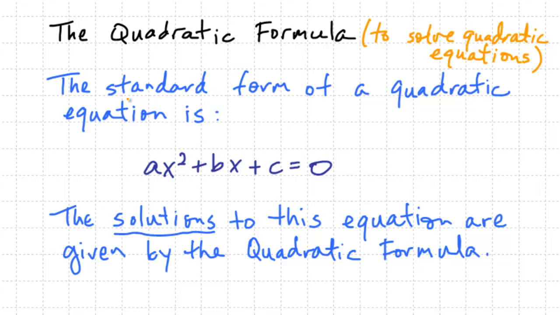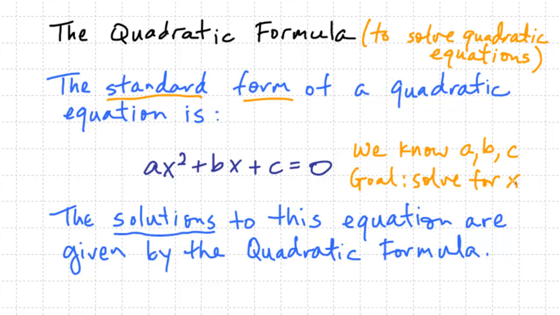Well, down here I've written the standard form of a quadratic equation, and that's ax squared plus bx plus c equals 0. If this is looking a little bit intimidating, just a quick reminder that we will always know the values of a, b, and c. Okay? And our goal with an equation like this is to solve for x. Okay? So knowing what a, b, and c are, how do we solve for x? How do we find the values of x that would make this equation true?